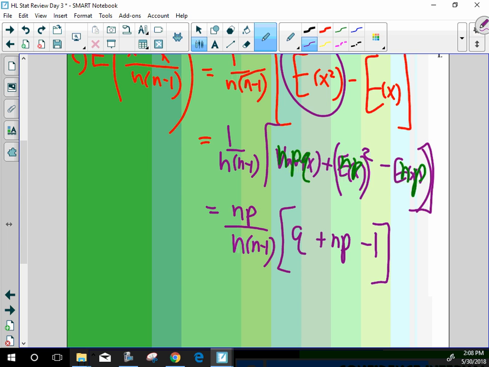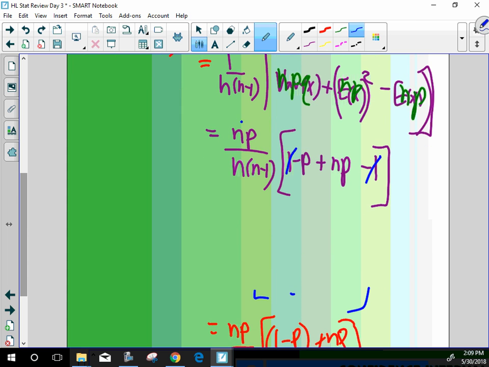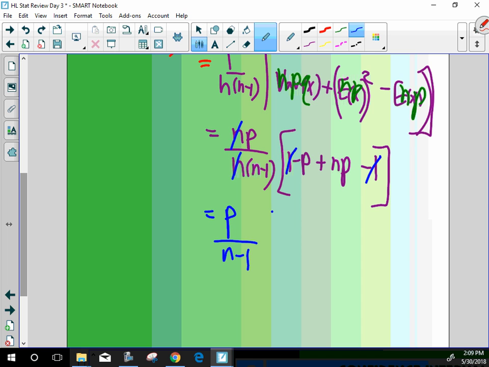And Q, of course, is what? Is that a good thing? 1 minus P, is that a good thing? What cancels out in these parentheses? The ones, yep. So now what you're going to have, and I can cancel out one of these n's. So I'm going to get P over n minus 1, and then I'm going to get negative P plus NP.